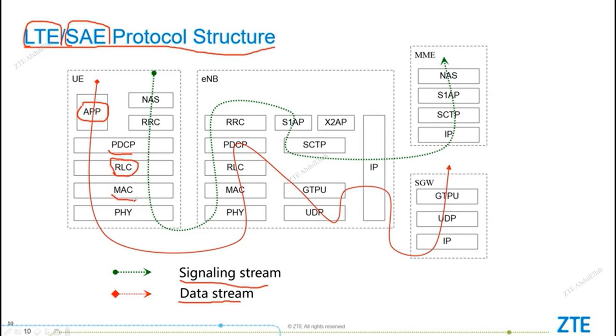After that, we go to the MAC layer. MAC means Medium Access Control. This layer decides how to schedule and how to transmit our information. So the MAC layer can decide QoS, because it decides how to transmit information. After the MAC layer, we go to the physical layer.